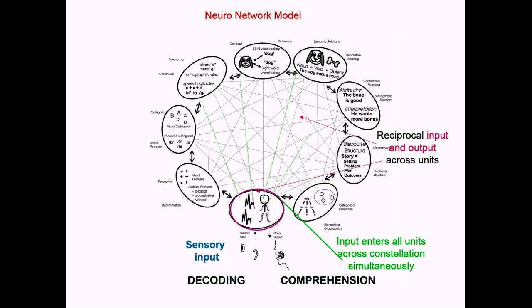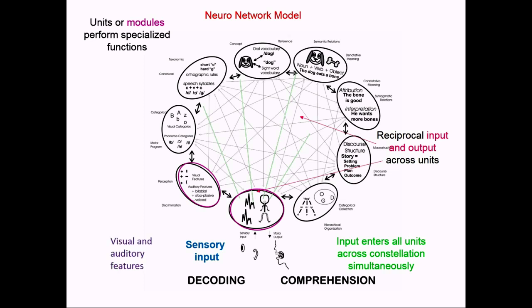Input goes in through the sensory system, and you can see all the green lines going out to all of the units across the entire constellation. So all units receive the input simultaneously and start processing the input. This is a model called parallel distributed processing. Each unit or module performs specialized functions. So the first module is going to be the auditory and visual feature detector.